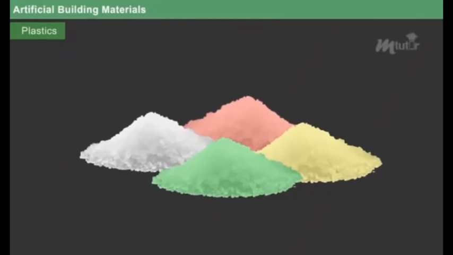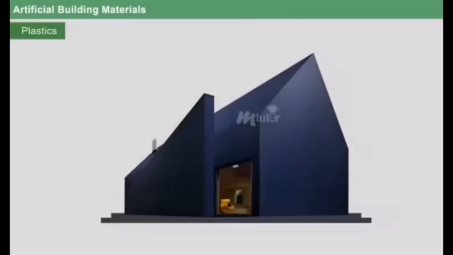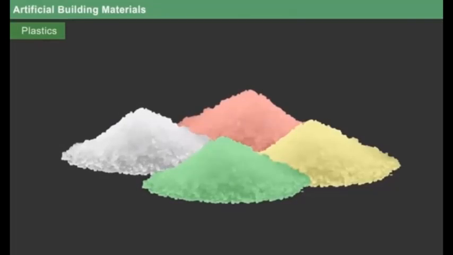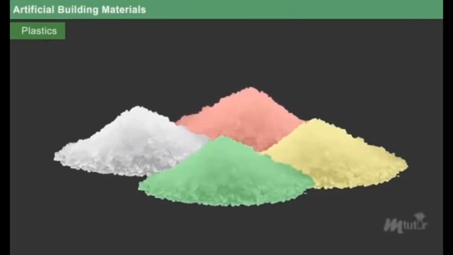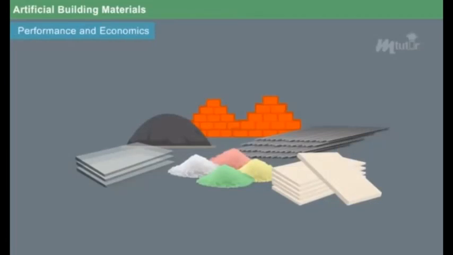Plastics. We can say plastic is the most important versatile material in today's constructions. Based on the requirements, plastics are available in various forms such as switchboards, taps, and domestic furniture.